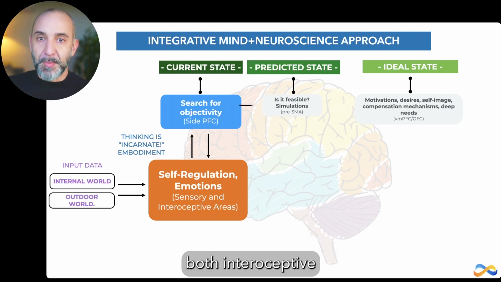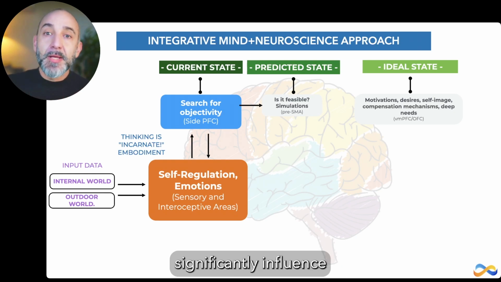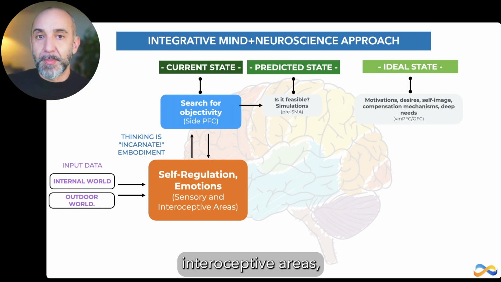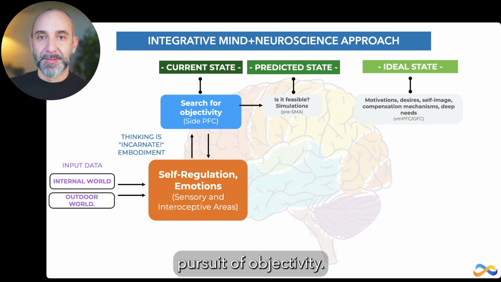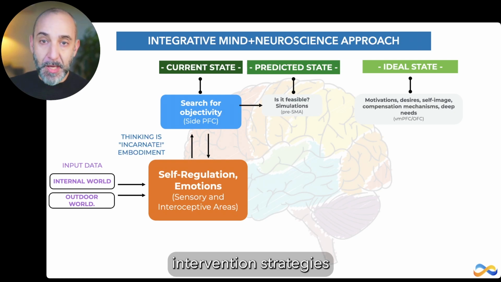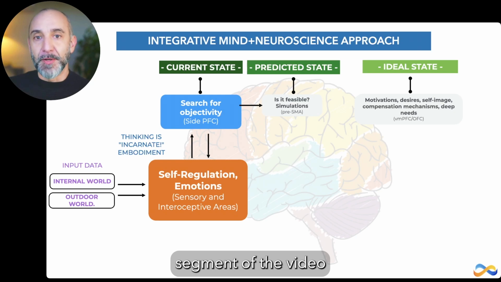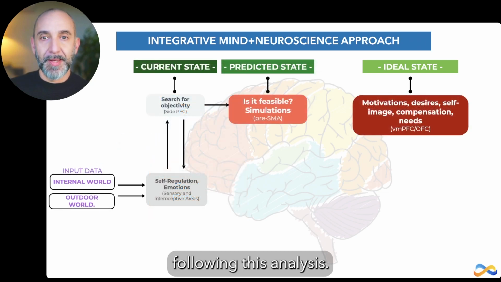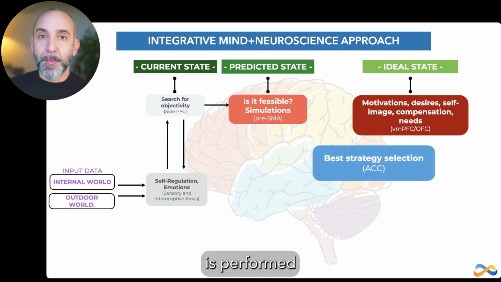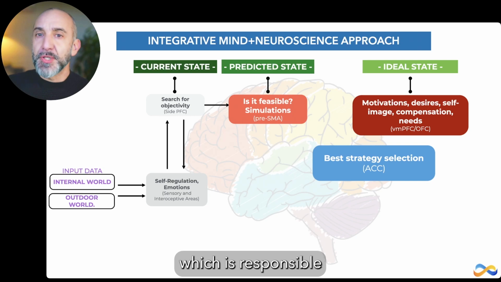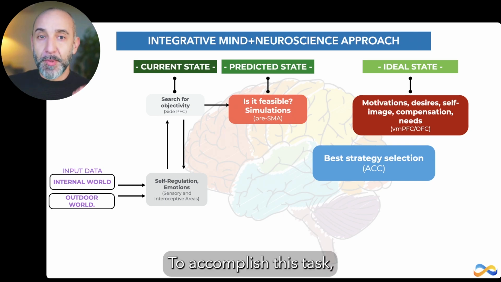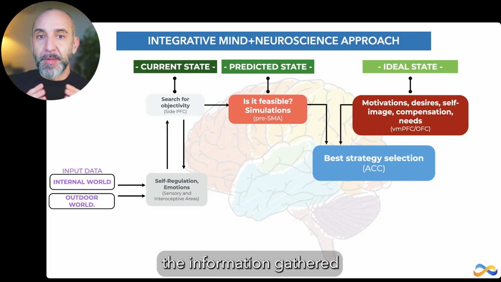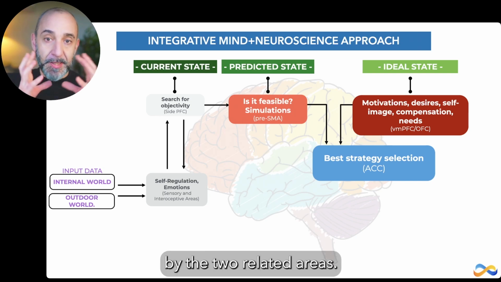Inputs, both interoceptive, related to physiological states, and external, involving the environment and others, significantly influence sensory and interoceptive areas, which in turn impact the prefrontal cortex's pursuit of objectivity. We will revisit intervention strategies for these areas in the second segment of the video, following this analysis. Another key step is performed by the anterior cingulate cortex, which is responsible for selecting the best possible strategy to achieve our goals. To accomplish this task, it integrates the information gathered and processed by the two related areas.